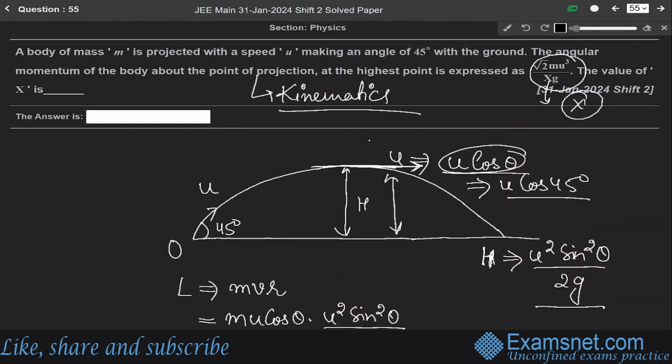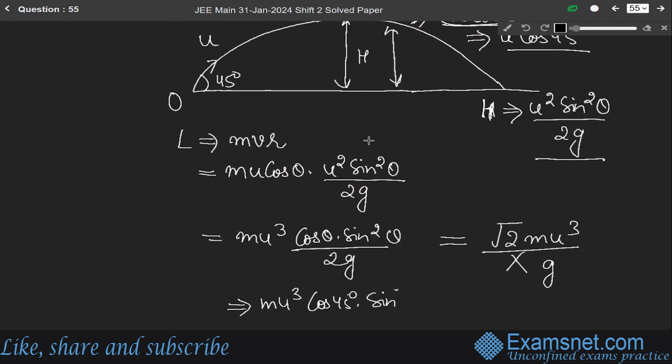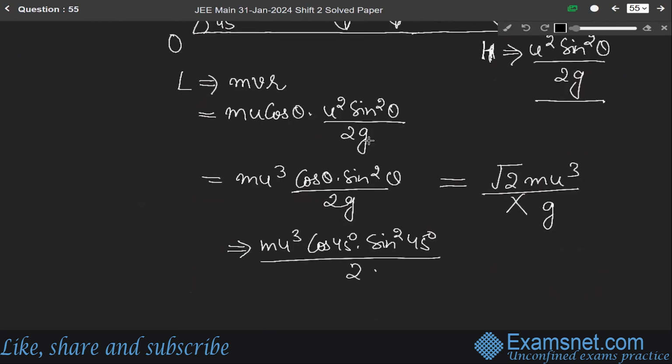putting these values and comparing it with the given equation, root 2 m u cube over xg. Okay, the answer is given as root 2 m u cube over x into g. So for x into g, we have to write m u cube cos theta, cos 45 degree, into sin square 45 degree over 2g. It will be equal to root 2 m u cube over xg.